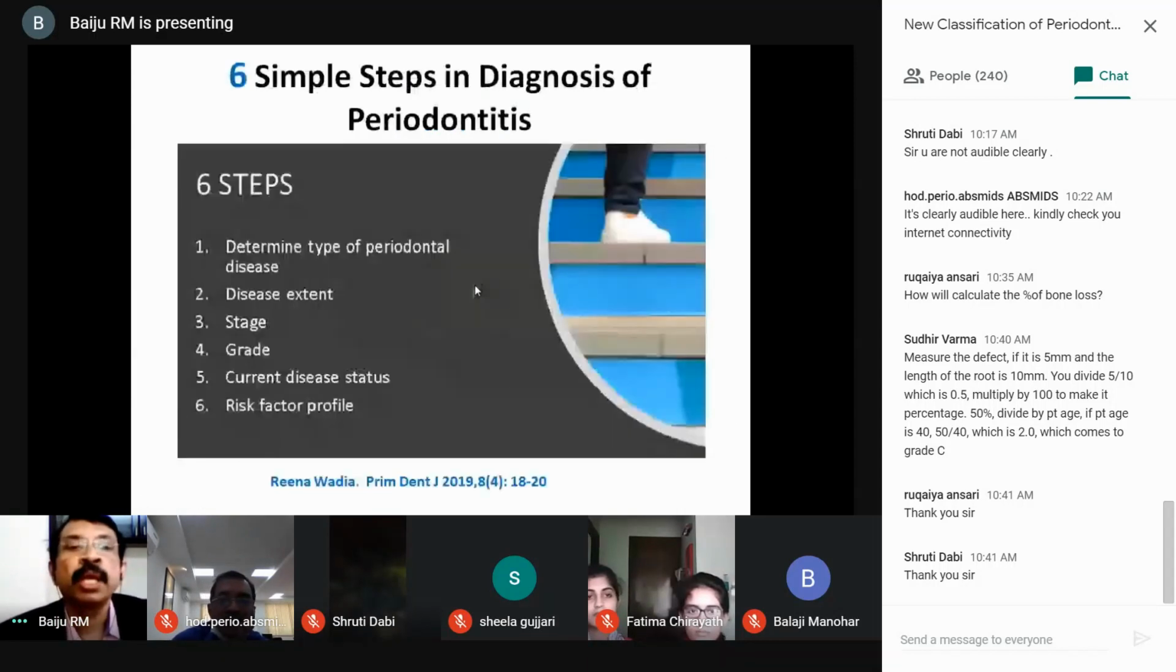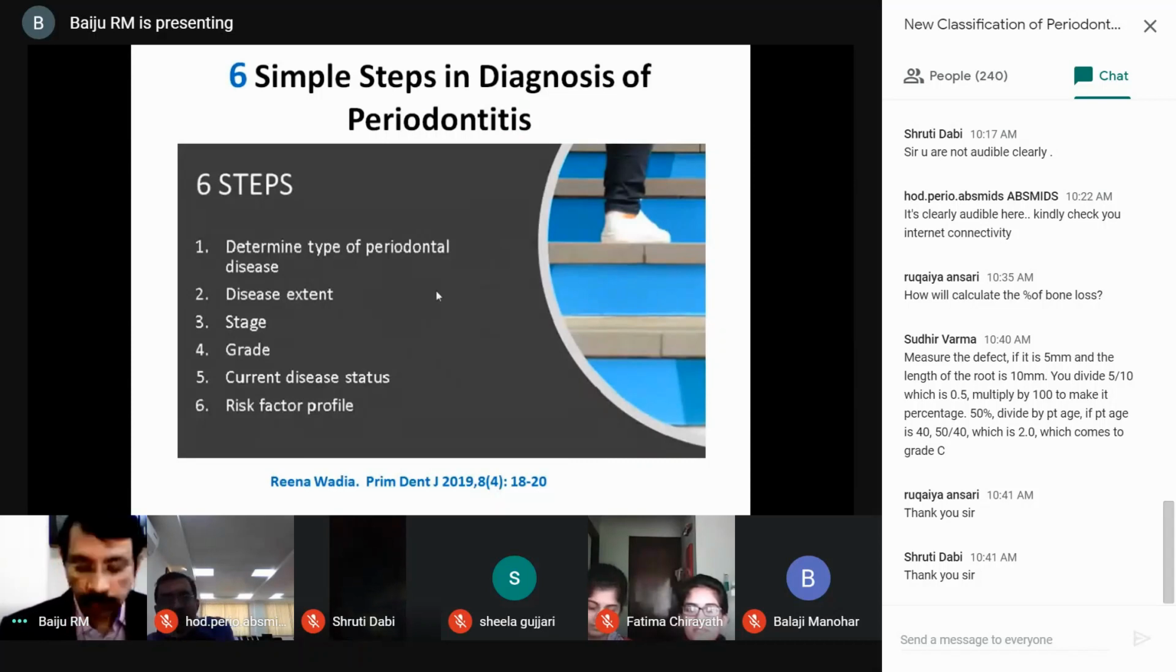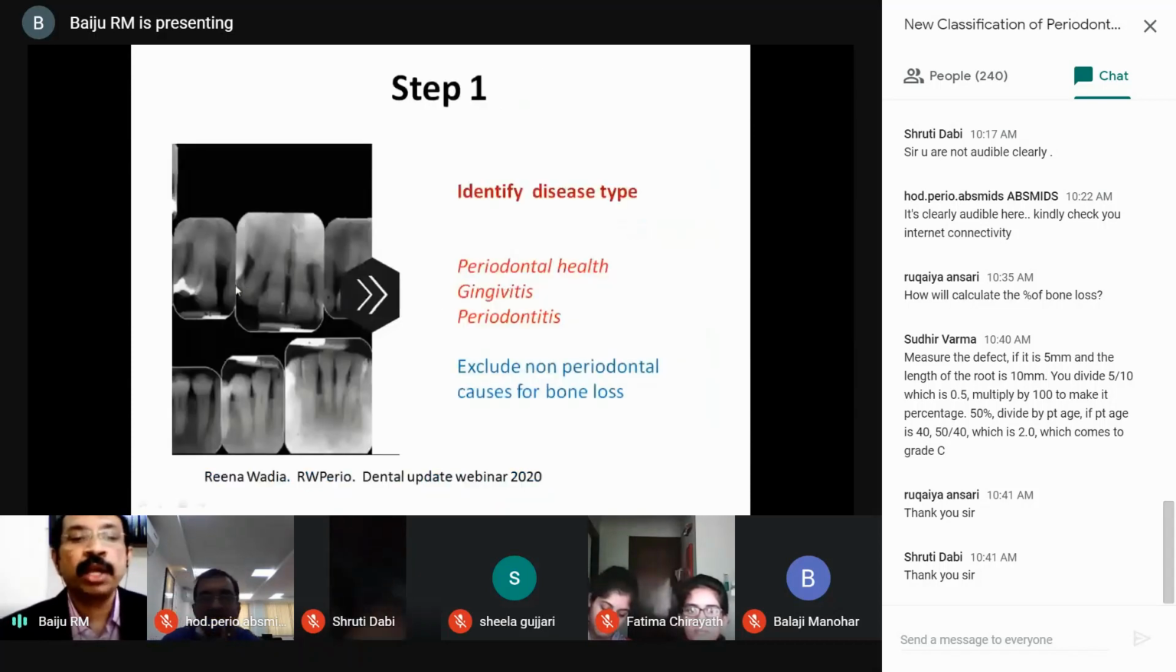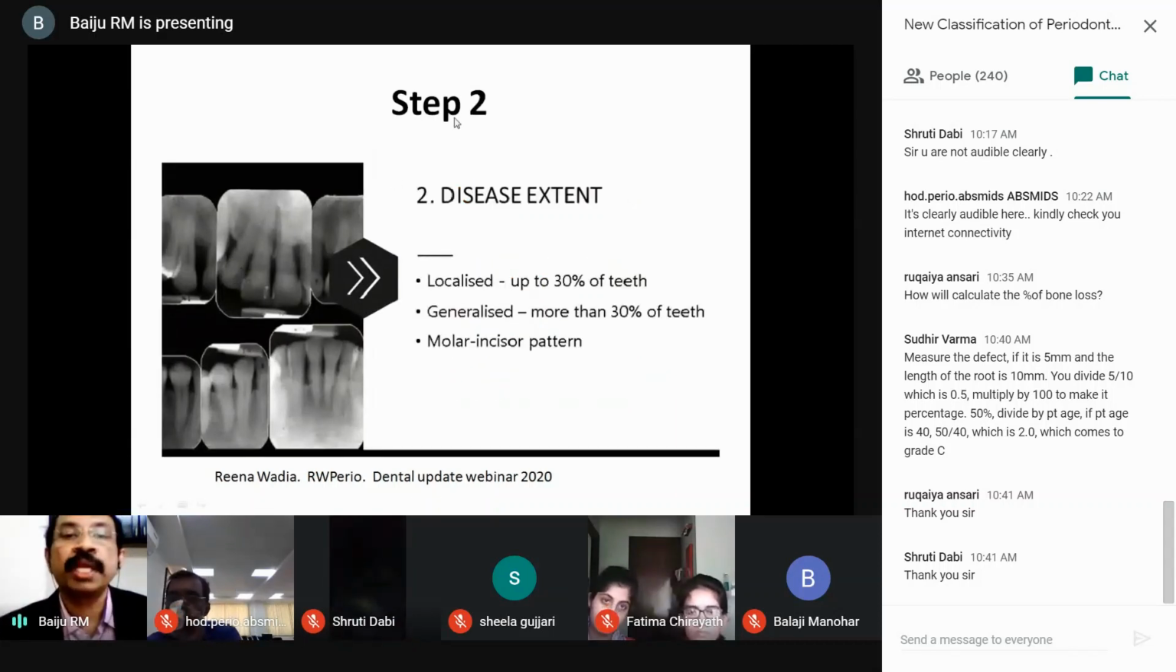Now coming to the most important part, the highlight of the presentation, that is 6 simple steps in the diagnosis of periodontitis. Once you have your records ready, the radiographs and the charts, and you diagnose the periodontitis, that's the next step. The 6 simple steps are like this. Step 1, from the radiographs, you identify the disease. Make sure the bone loss is due to periodontitis, and exclude non-periodontal causes of bone loss. Once you've reached that, go to the next step.